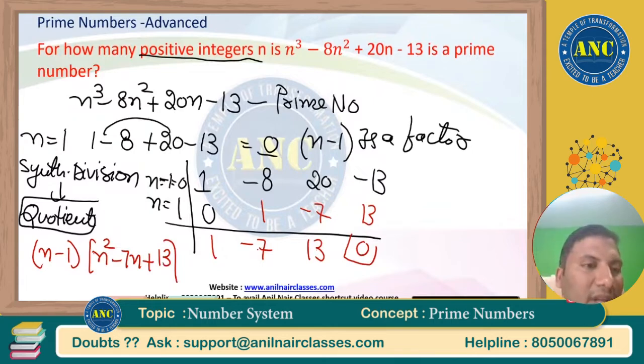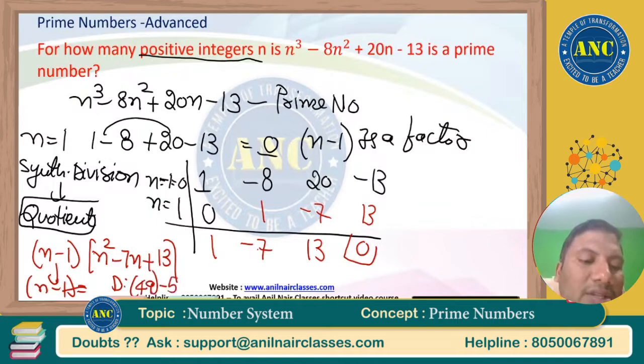Now let us check whether this expression is matching. n into n square is n cube, minus n into minus 7n, minus 7n square, minus n square, minus 8n square, plus 13n, plus 7n, 20n minus 13. This is n minus 1, it is a factor. This is a discriminant, b square minus 4ac, which is minus 52.